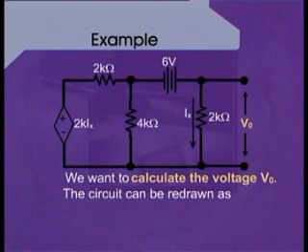Now, in order to find out V naught, we have to proceed as usual. First, we will find out the current values, and then we will find out the value of Ix, and then we will proceed to write the value for V naught.